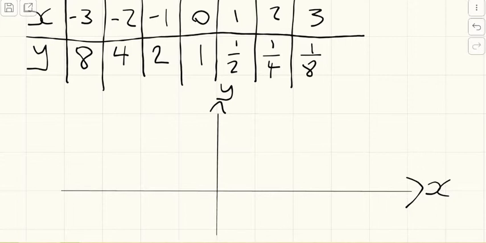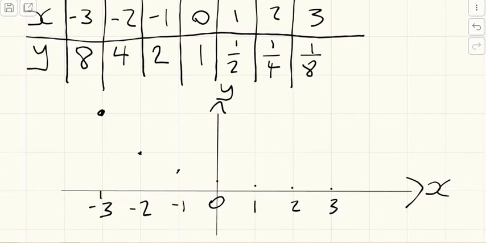If we go from x equals -3, we can see that that's where y is equal to 8. If it's -2, we get 4. If it's -1, we get 2. If it's 0, we get 1. And for the other values, it continues to halve. It gets closer and closer to the x-axis, and again, never touches it.